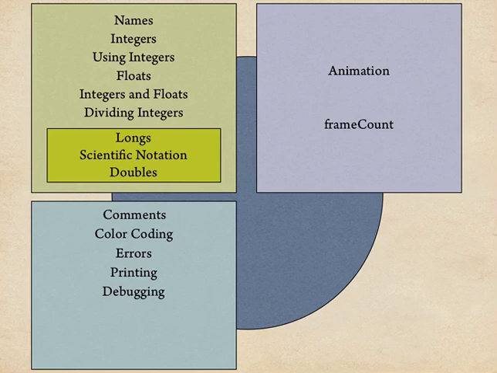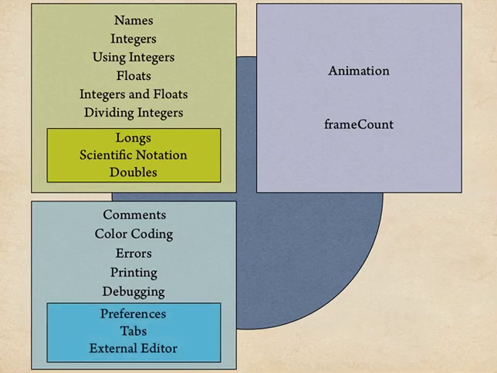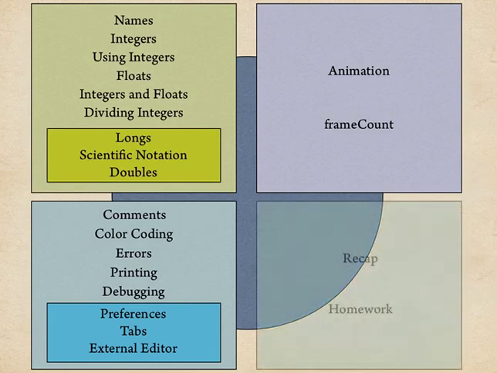And then we covered some ways to customize the Processing environment by setting up your preferences to change, for example, the font size, create huge programs by using tabs, or even use an external editor if you're not crazy about Processing's built-in editor. That brings us to this recap, and the next video will be your homework assignment.